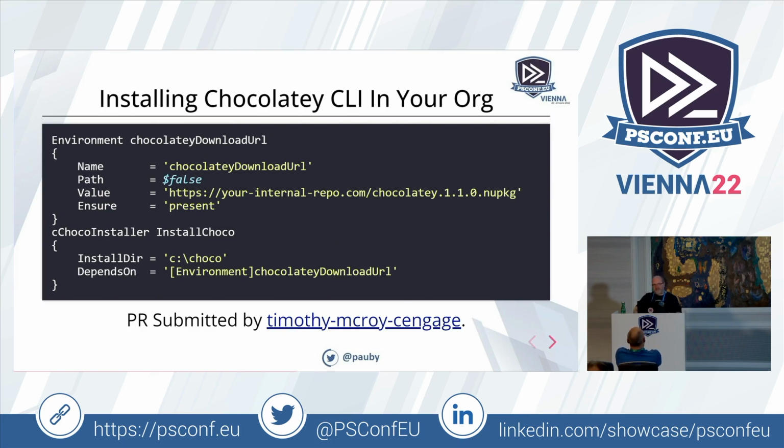The Chocolatey install script supports an environment variable, Chocolatey download URL. So all this is doing is setting that variable before you install Chocolatey CLI, and it will pull the Chocolatey package from your internal NuGet repository. So if you've got something like Sonatype Nexus, maybe Artifactory, ProGet, whatever, then it will take the package from there rather than downloading it from the Chocolatey community repository. Okay, so it keeps everything in your organization.